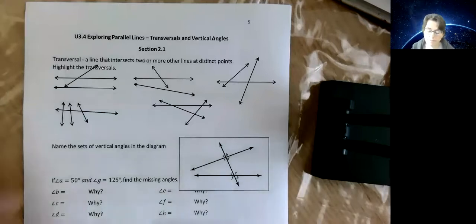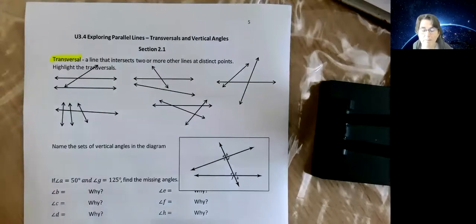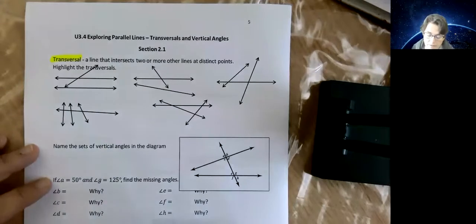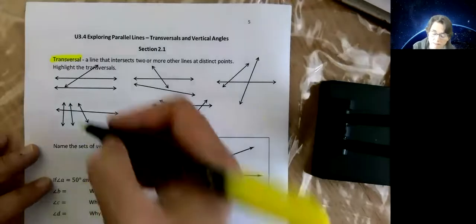So a transversal is a line that intersects 2 or more other lines at distinct points, which sounds really fancy, but it's not that hard. So all you have to do is look for a line that crosses 2 other lines.